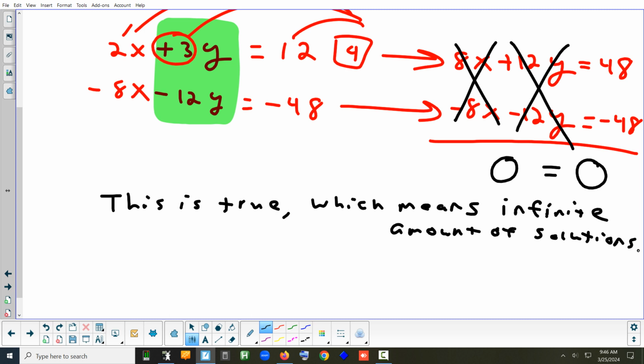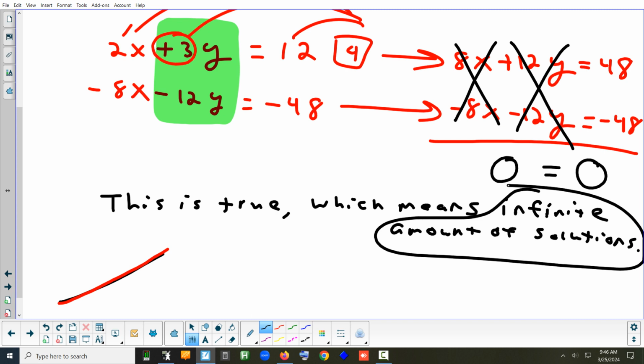Now, if we were to draw this, how would it look if you drew those two lines? Yeah. On top of each other. Right, one would look like this, and the other one would look like this. So they are the exact same line. So this is true, which means an infinite amount of solutions.